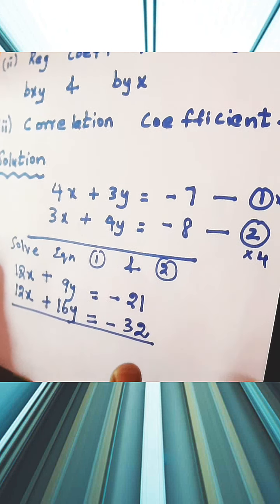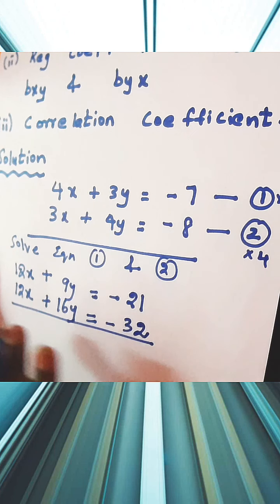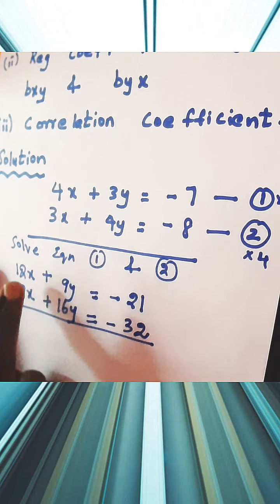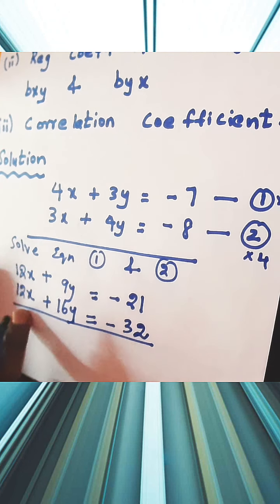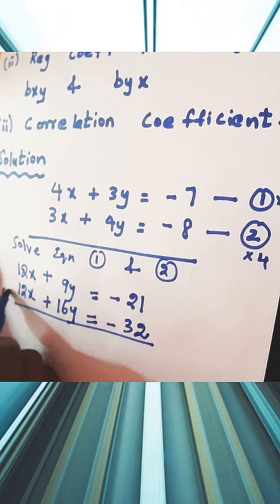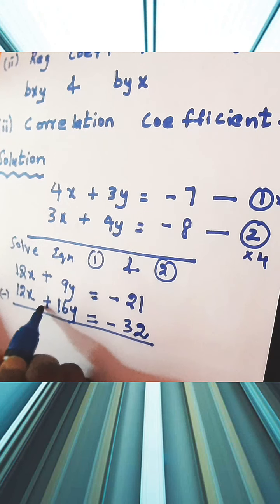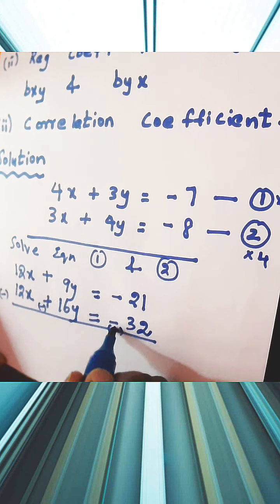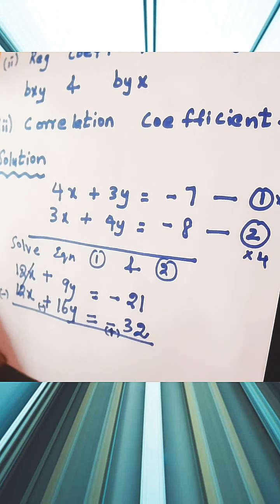Like terms we can cancel, but before cancelling we have to change the sign, because both are positive and we cannot cancel directly. I'm going to change the sign: -12x, -16y, and -32 will become positive 32. Understood? This is positive 32. -12x plus 12x will get cancelled. 9y minus 16y will give you -7y.